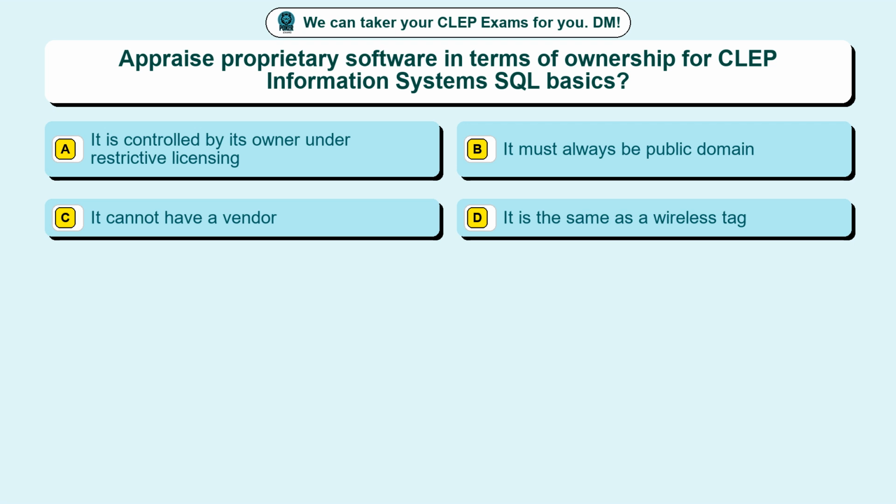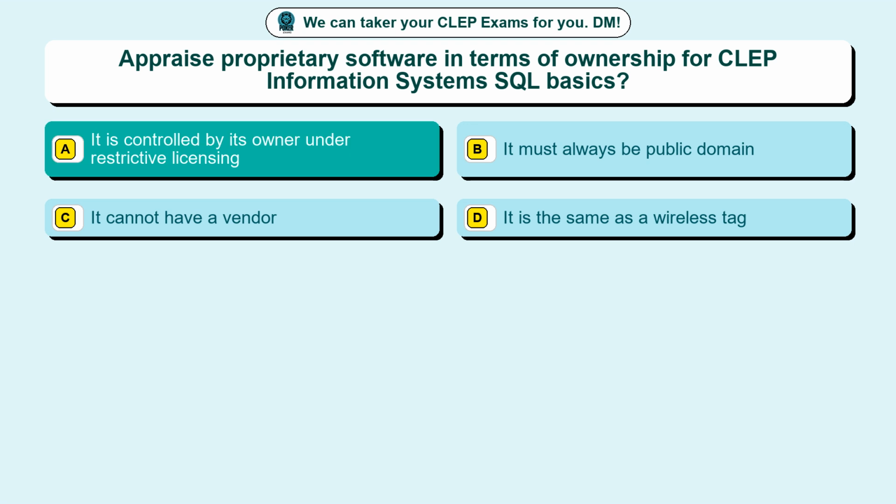Question 94. Appraise proprietary software in terms of ownership for CLEP Information Systems SQL Basics. Option A. It is controlled by its owner under restrictive licensing. Option B. It must always be public domain. Option C. It cannot have a vendor. Option D. It is the same as a wireless tag. The correct answer is option A.